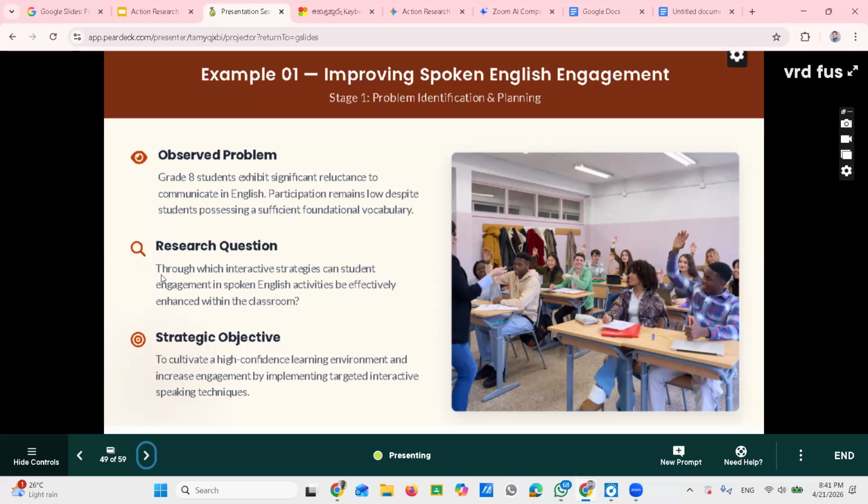Then I am giving you an activity. By yourself, think and try to write down a research problem and research question. I will give you time to do that. Before that, we are going to discuss some examples. That was example one. Then take another example.